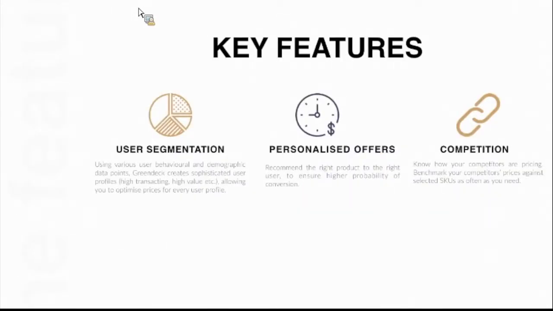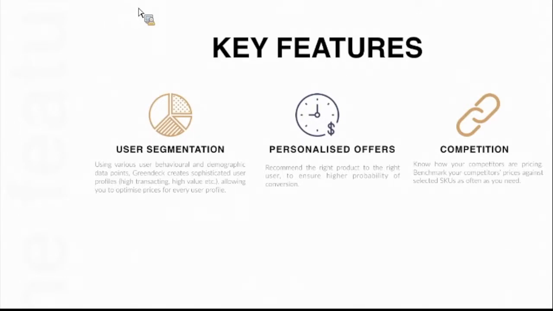The key features of the platform: user segmentation. Our platform helps you create sophisticated user profiles so that you know what price works for which user profile, and you're optimally giving the right price to the right user. Personalized offers: you recommend the right product to the right user to ensure higher probability of conversion, and you give them the right promotions. If a person is coming to your website and not buying, can a 10% discount for that person ensure that the person ends up buying? You can run all those personalized promotions through the platform.